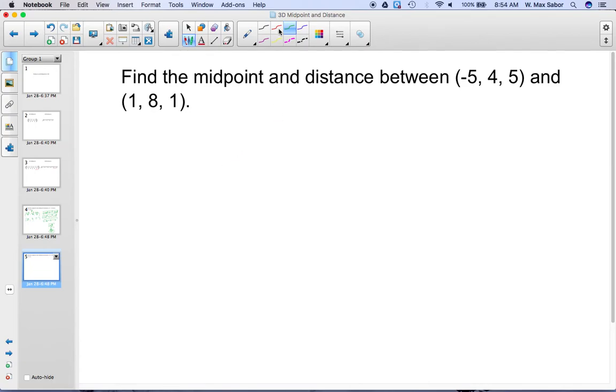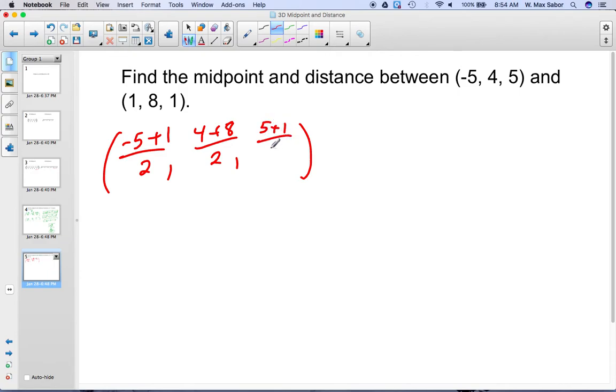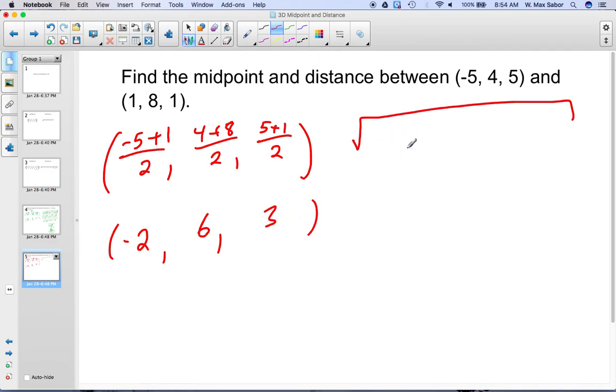Another example. The midpoint and distance between these points, we're going to take the average of the x-coordinates, the average of the y-coordinates, the average of the z-coordinates. So we get negative 4 over 2, 12 over 2, and 6 over 2. That's the midpoint.